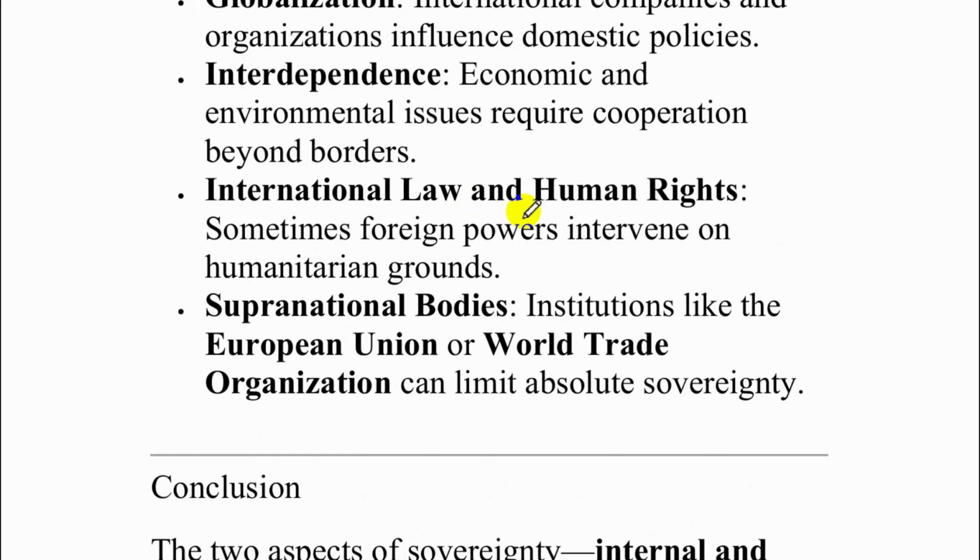International law and human rights: sometimes foreign powers intervene on humanitarian grounds. Supranational bodies: institutions like the European Union or World Trade Organization can limit absolute sovereignty.